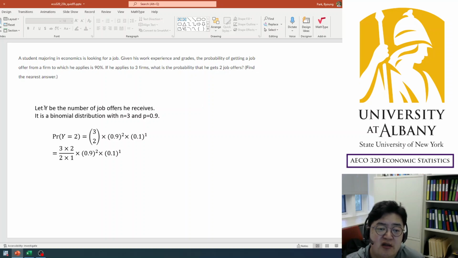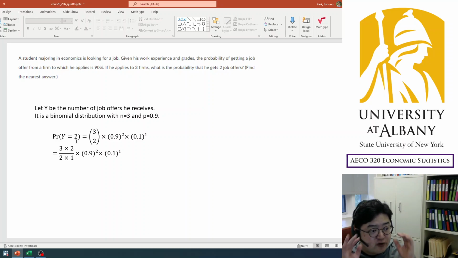So I will write the number of job offers he receives as Y. Y is the random variable for the job offers among 3 applications. And then we know it is a binomial distribution with parameters 3 and 0.9. So the total number of experiments is 3, and the probability of success is 90% for each experiment. And then we are looking for the probability that Y equals 2.